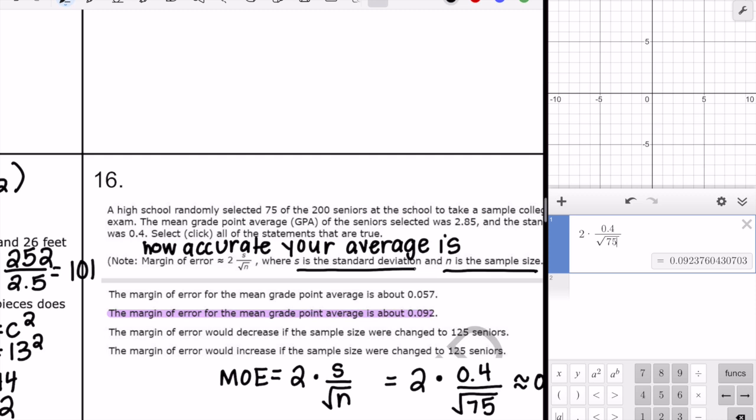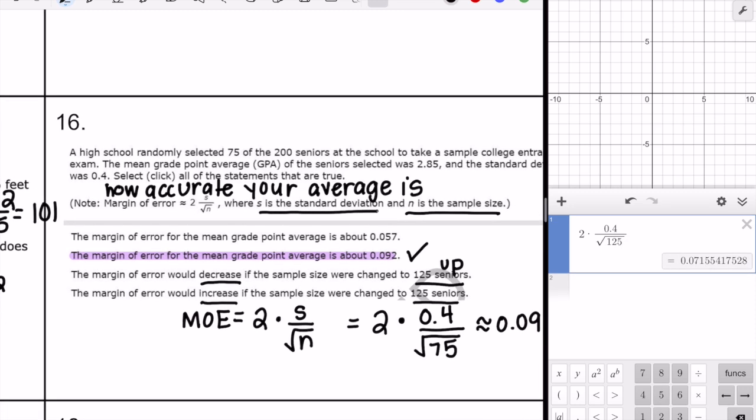Now, it says in the next two statements, the margin of error would decrease if the sample size changed to 120. So if we change the sample size and go up, they're saying that the margin of error would decrease. The margin of error would increase if we go to 125. Well, let's try it out. If I change it to 125, then it's going to be approximately 0.07.